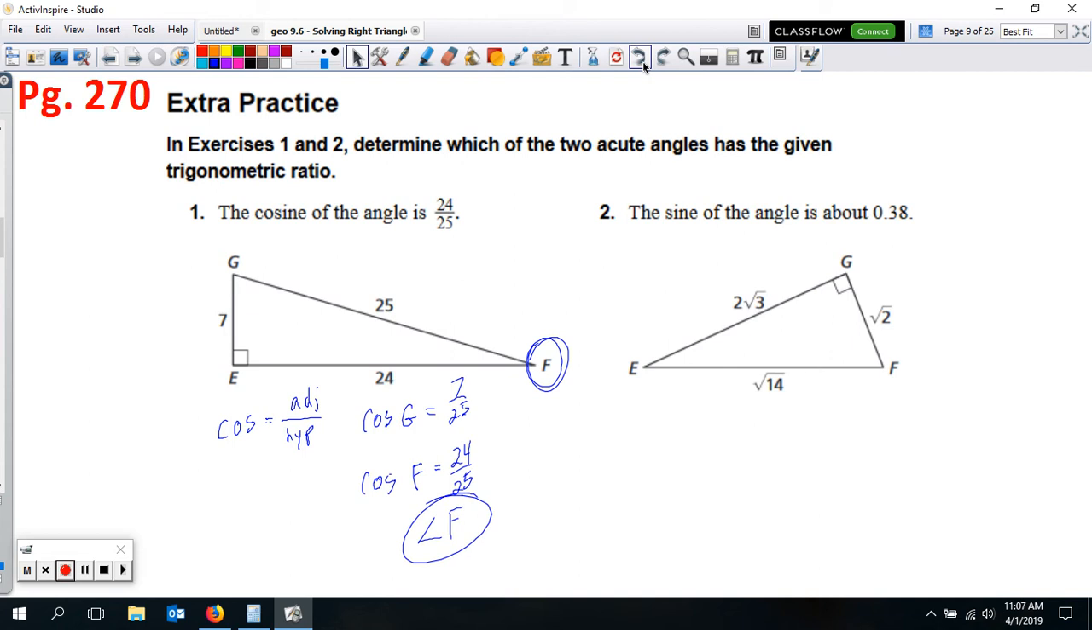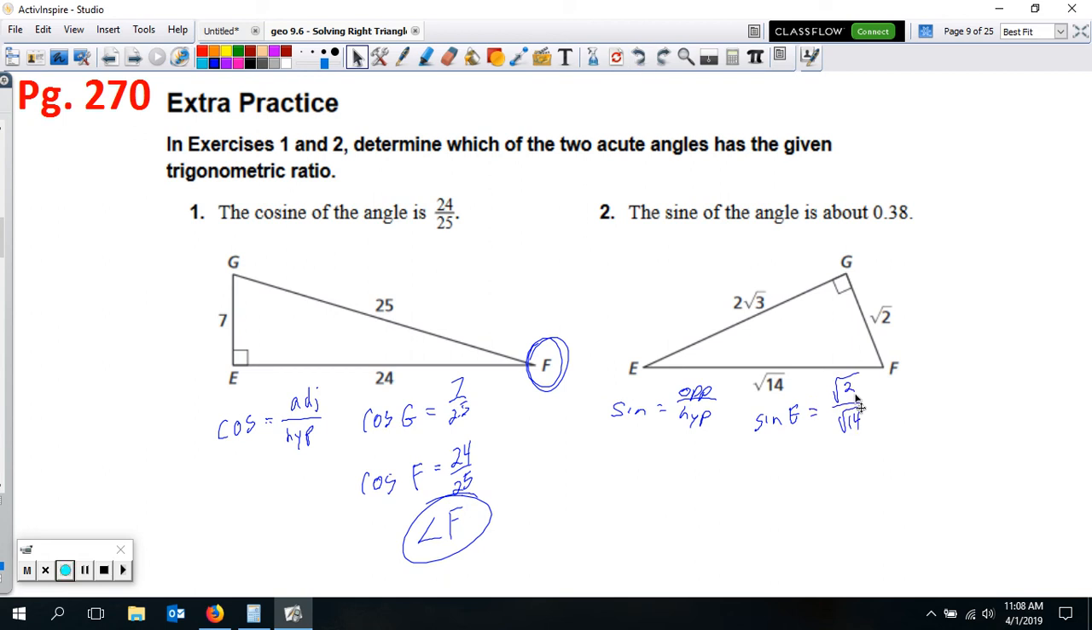Then the next one, number 2: the sine of the angle is about 0.38. This one gives us a decimal. Our two acute angles are E and F. Remember, sine is opposite over hypotenuse, the OPP over the HYP. Let's look at sine of E first. Opposite is the square root of 2, over the hypotenuse, which is opposite the right angle here, the square root of 14. So square root of 2 over square root of 14.